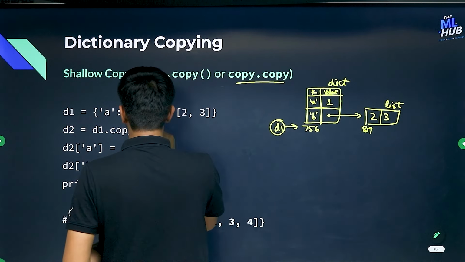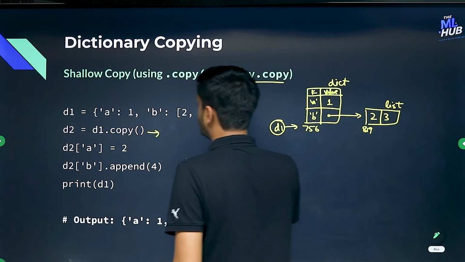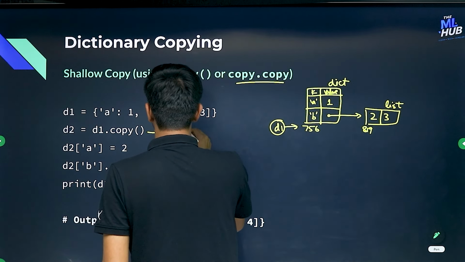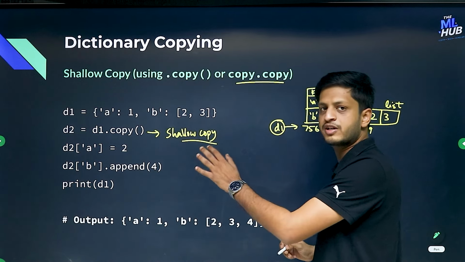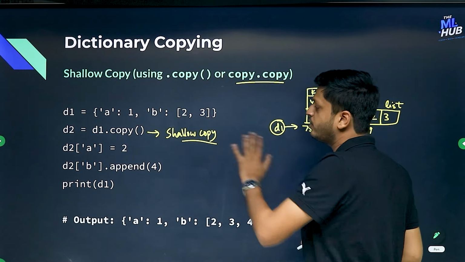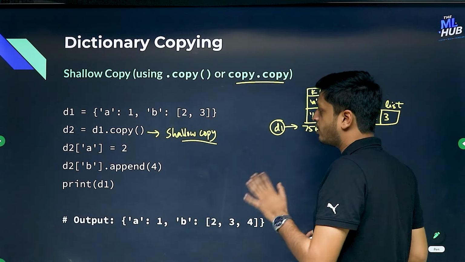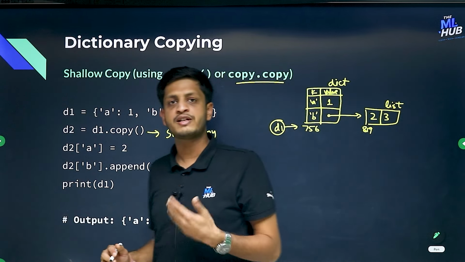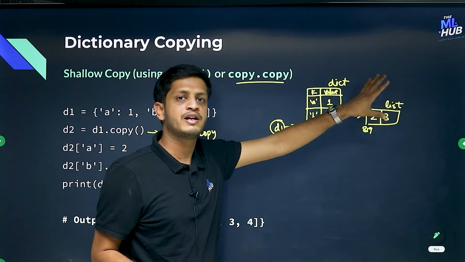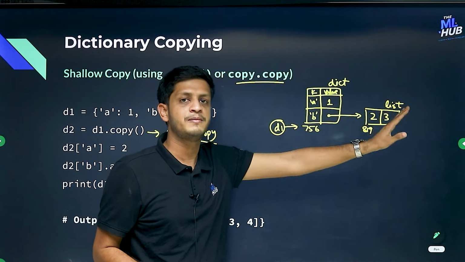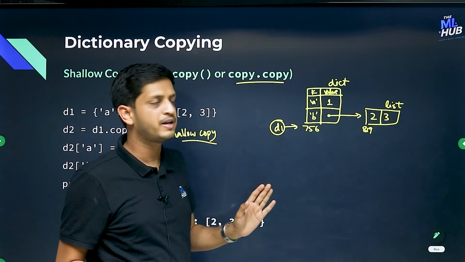Now when you say D2 is equal to D1 dot copy, it will create a shallow copy. If you used the copy.copy function or the .copy function of the dictionary directly, it will only create a shallow copy. So what does shallow copy mean? Only the outer structure will be copied. Only this dictionary will be copied. The inner list or inner dictionary or inner tuple, whatever inner elements are there, their copy will not be created.